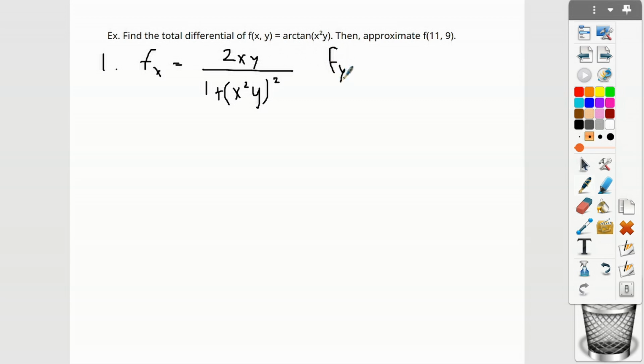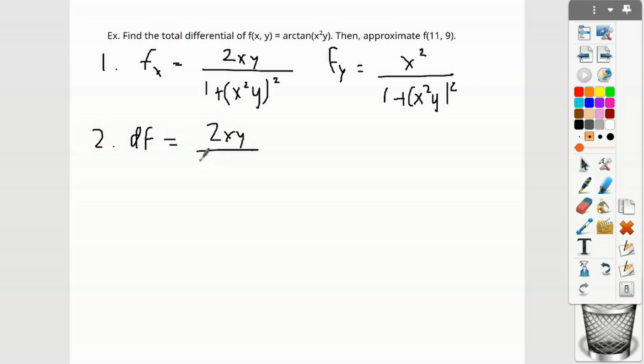What's f sub y? F sub y is the same thing, the derivative. So 1 plus x squared y all squared, multiplied by the derivative of the inside, x squared. Right, so our total differential is df equal to 2xy over 1 plus x to the fourth y squared dx plus x squared over 1 plus x to the fourth y squared dy. That's our total differential.